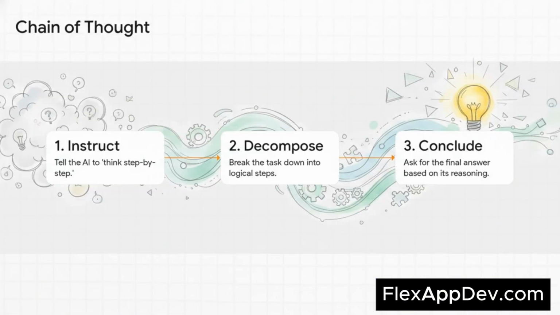Now, for more complex problems, there's something called chain of thought prompting, and it's amazing. By simply telling the AI to think step by step, you force it to show its work, to lay out its reasoning. This little trick often stops it from jumping to a wrong conclusion and seriously boosts its accuracy.